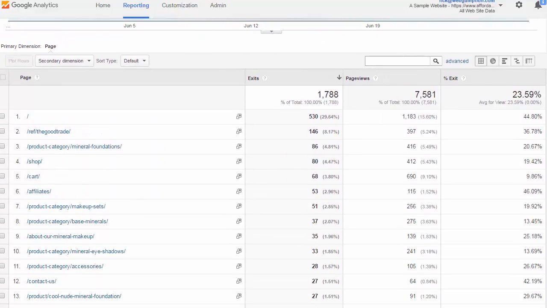In this report, we get a list of our pages down the left-hand column, and we get some stats such as the number of exits, the number of page views, and the exit percentage. So let's look at the home page. The home page, we saw about 530 exits and about 1,100 page views, which meant that our exit percentage was about 44.8% on that.